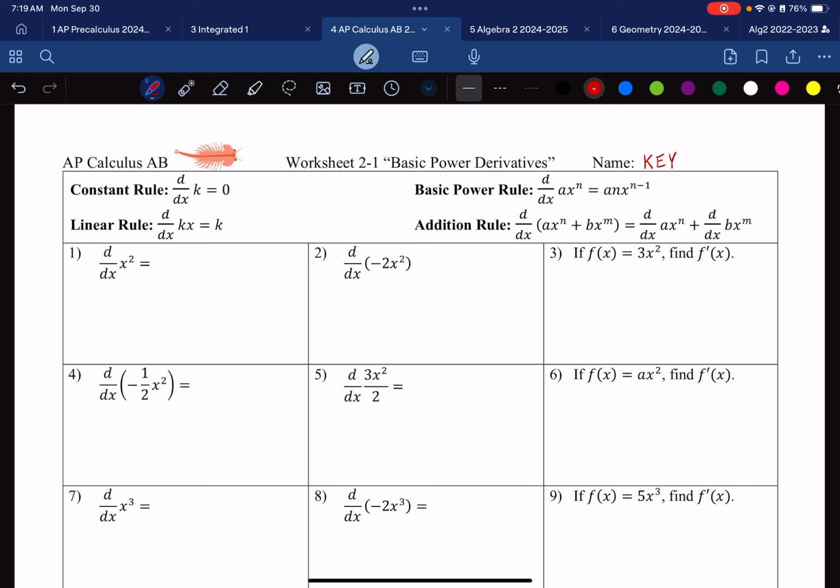This is AP Calculus AB. We are on worksheet 2-1 for basic power derivatives. All right, we have a lot of different rules. Let's go through, starting with number 1.